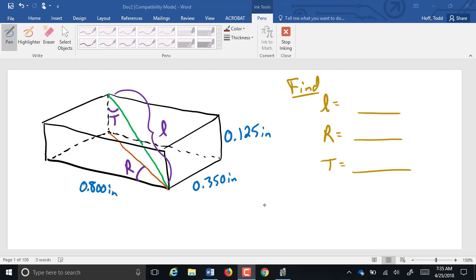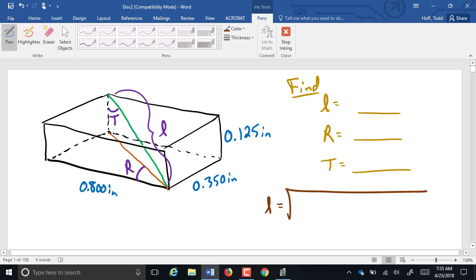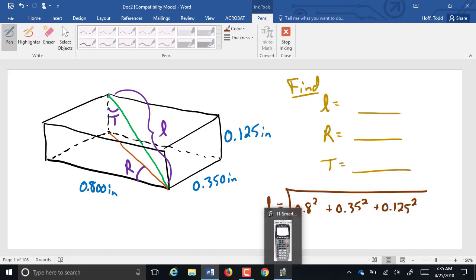So the first thing we're going to find here is L. How do we find L? The length. It'll be the three-dimensional Pythagorean theorem. Square root of 0.8 squared plus 0.35 squared plus 0.125 squared.